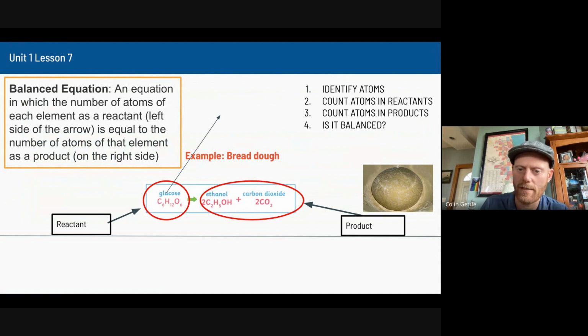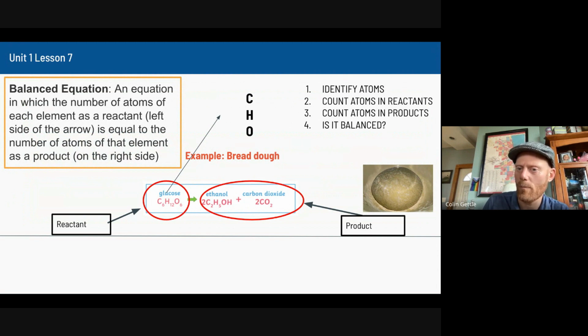So in this case, if you need to look at a periodic table to know what you're looking at, you can. Otherwise, you're just writing down the letter that represents the element. So in this case, we have a C, that stands for carbon. We have an H, that stands for hydrogen. We have an O, that stands for oxygen.